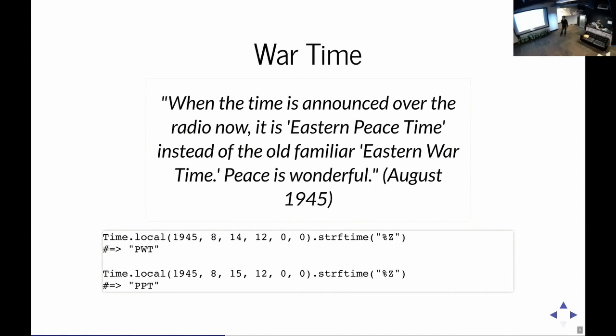wartime. Peace is wonderful." Now, if you look at the Ruby code here, we run Time.local 1945, August 14th, and we format the string for the %Z character, which is the time zone. We get PWT. And then you go a day later and we get PPT.